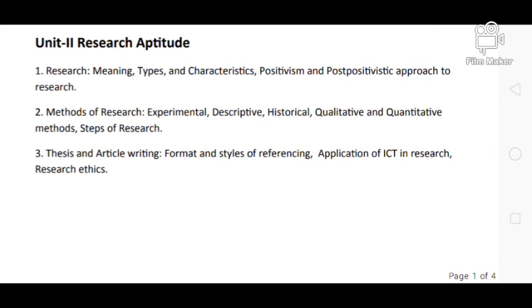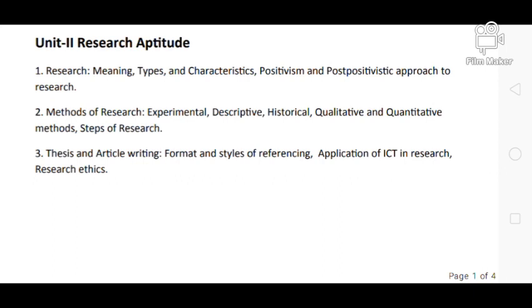In the second unit, research aptitude, we have research. We have to know the meaning of research, types of research, and characteristics of research. And we have to know positivism and post-positivistic approach to research. We have to know about it.